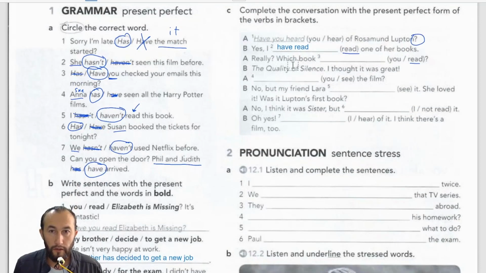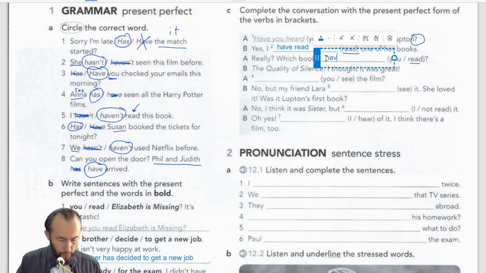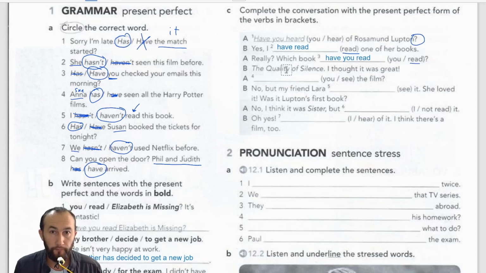Number 3. And then A is saying, like, B said here, yes, I have read one of her books. And then A goes here, really? Which book have you read? Right? Which book have you read? The quality of silence. I thought it was great.